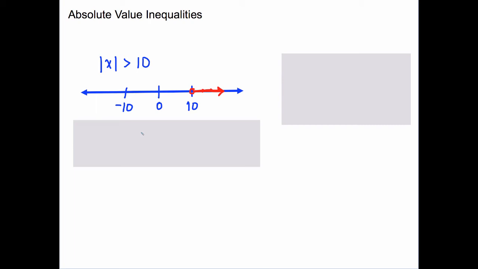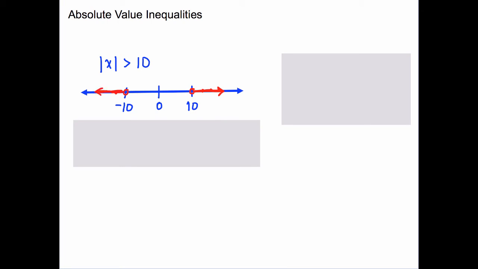But there are other solutions. Now, if we take a look at, let's say, negative 10, that's not a solution. But how about negative 11? If we substitute negative 11 for x, the absolute value of negative 11 is 11, and 11 is greater than 10. So this is a solution. And so are all of the numbers to the left of negative 10.